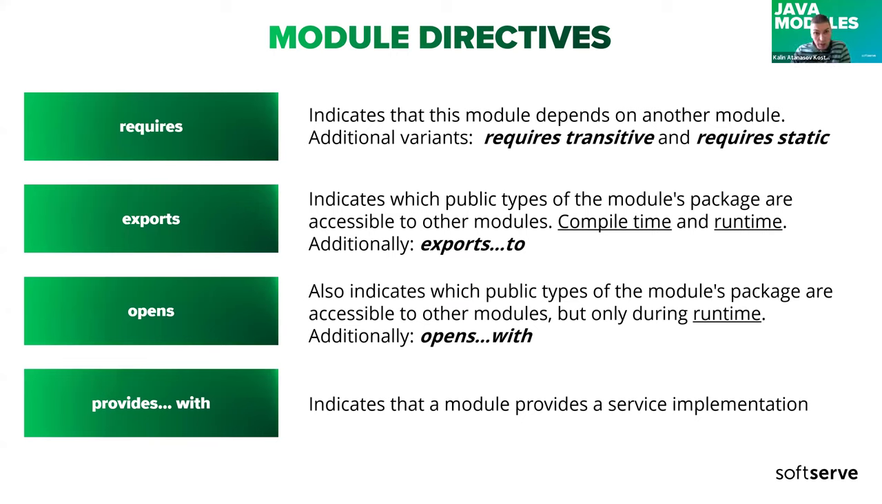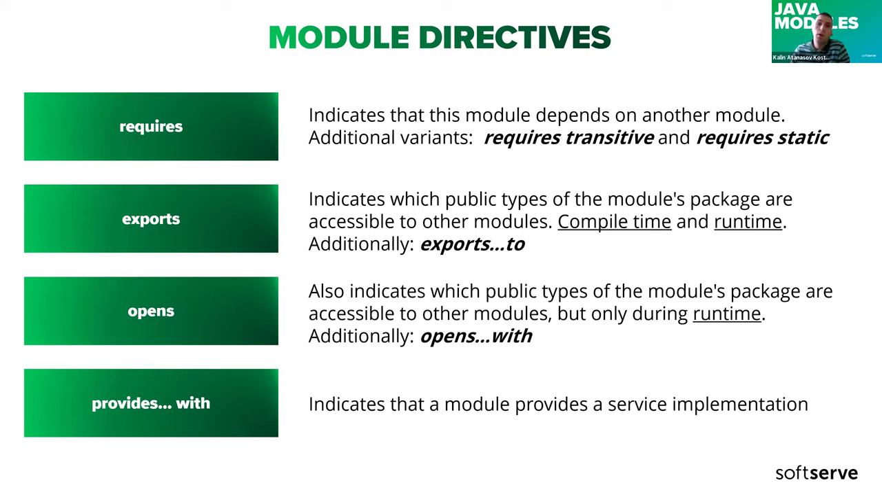I will go one more time over the module directives just to be a little bit more specific. The requires directive indicates that this module depends on another module. It also has two additional variants. The requires transitive, which is followed by the module name. This means that any module that reads this one implicitly also reads the transitive module.